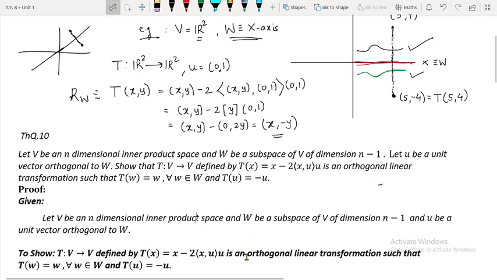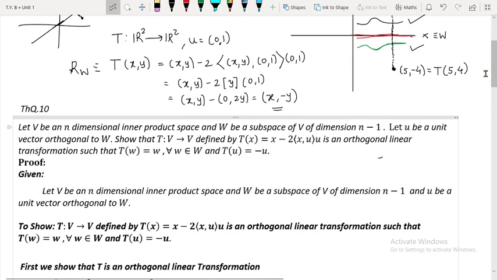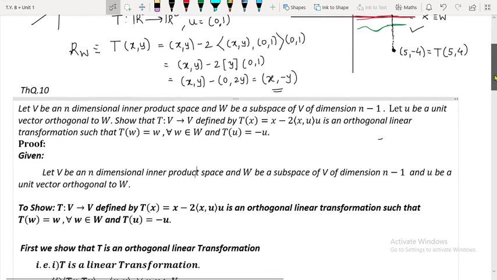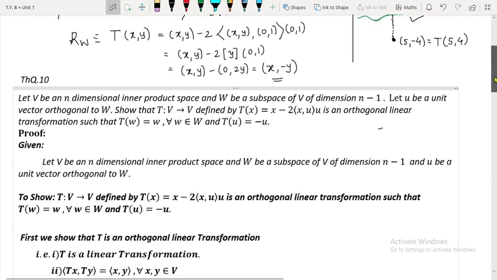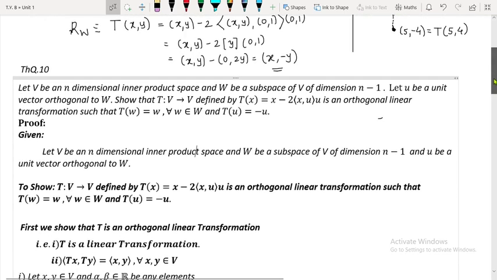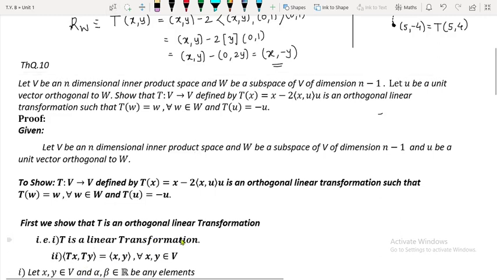Yes, so these are the given things. Then we have to show this. So first of all, we are going to show that T is an OLT, and that is nothing but T is a linear transformation, and second one is inner product of Tx with Ty is equal to inner product of x with y for all x, y belonging to V. Now in order to show T is a linear transformation, what are we going to show?